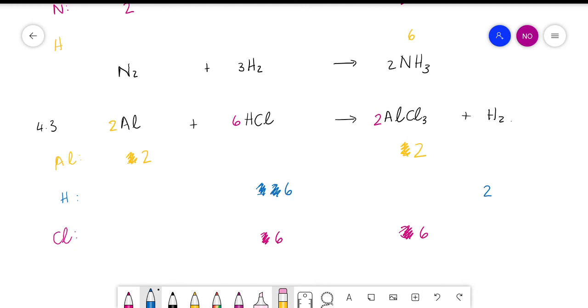Okay, so we've got 6 here now. How many do I have after? In the product. Look at it. How many is that? Just 2. Okay, how do I change that 2 to a 6? Times by 3. Where do I put the 3? In front. Good job.